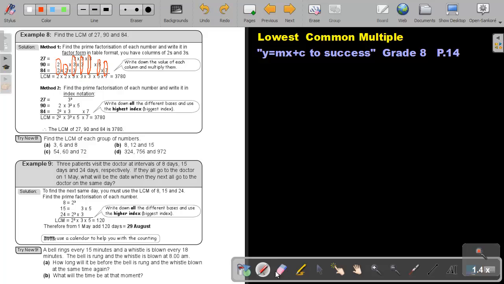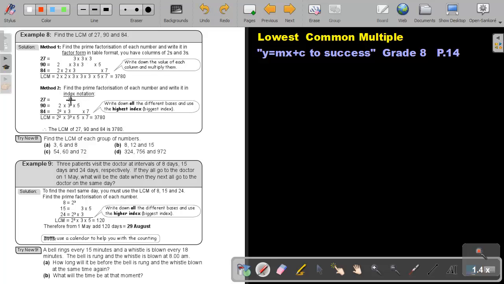And then basically, you're just going to write down the numbers. So it's 2, 2, 3, 3, 3, 5, and 7. You take your calculator and you just multiply them. This is method 1. Let's look at method 2, making use of index notation.